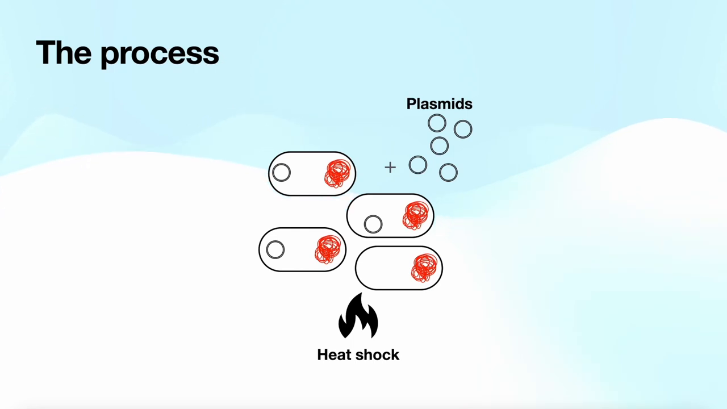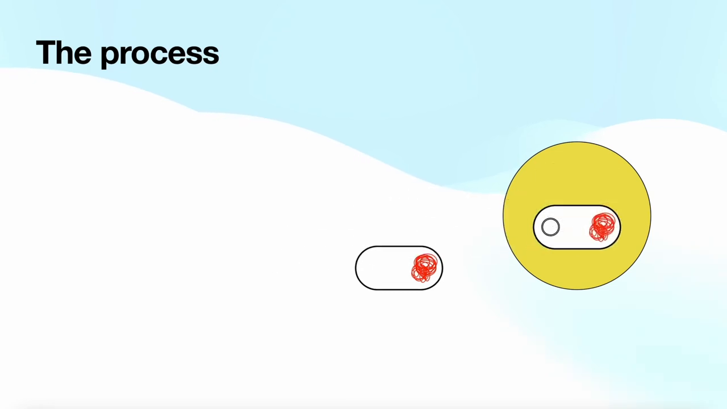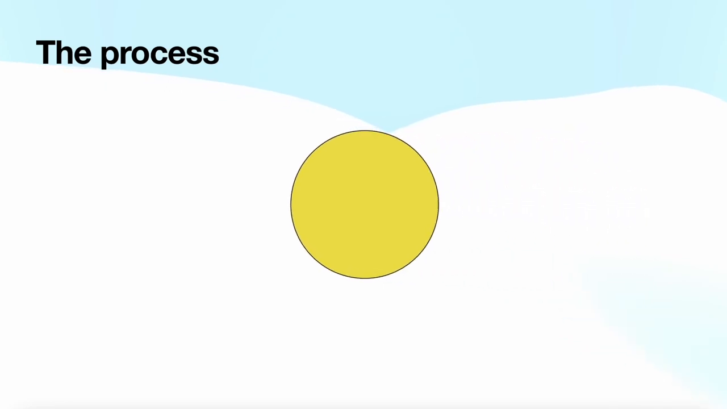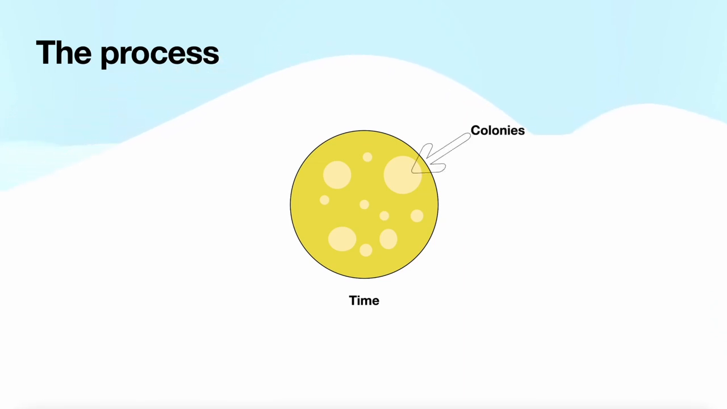The bacteria is then placed in an antibiotic dish. The plasmid contains an antibiotic resistance gene, allowing the bacteria containing them to survive. This is shown in the dish by the colonies that are produced as the surviving bacteria manage to clone themselves. By using this process, we are left with only the bacteria that took up a plasmid.